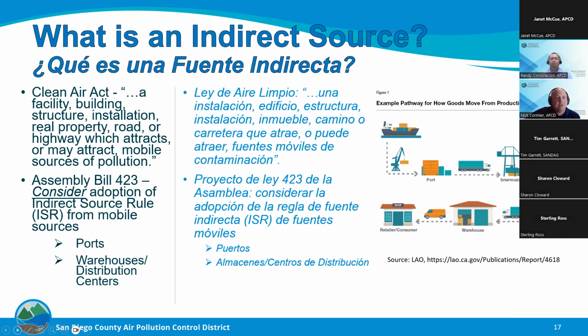The Clean Air Act defines an indirect source as a facility, building, structure, installation, real property, road, or highway which attracts or may attract mobile sources of pollution. Assembly Bill 423 directed the district to consider adopting an indirect source rule to address air pollution from mobile sources that are associated with stationary sources, such as ports, warehouses, and distribution centers. Next slide, please.